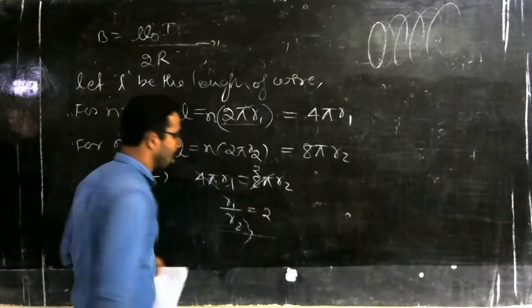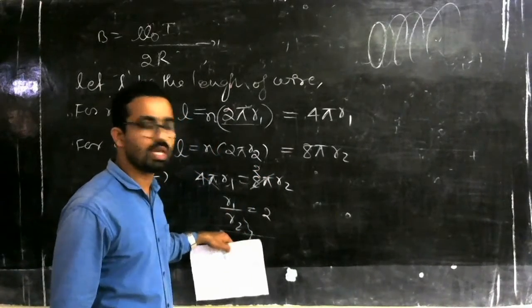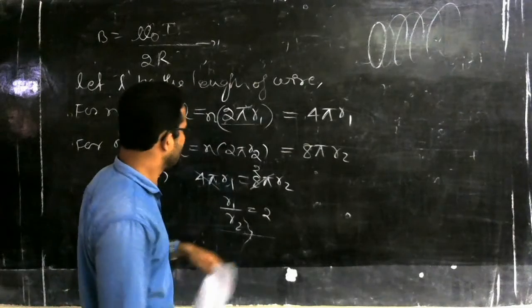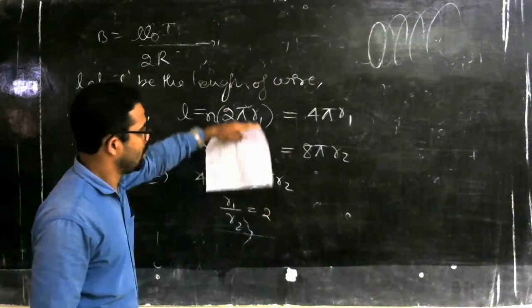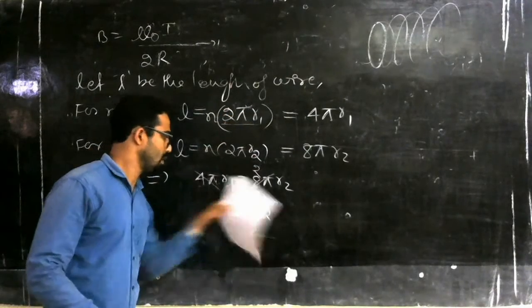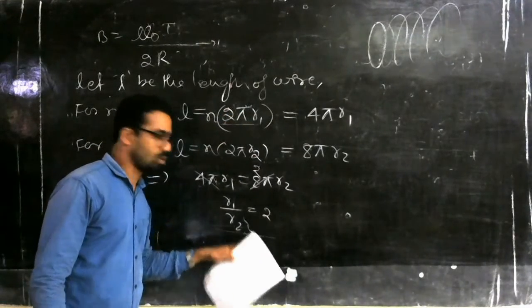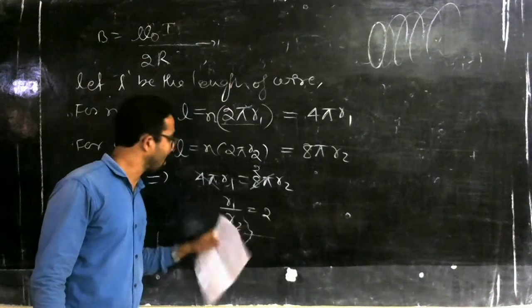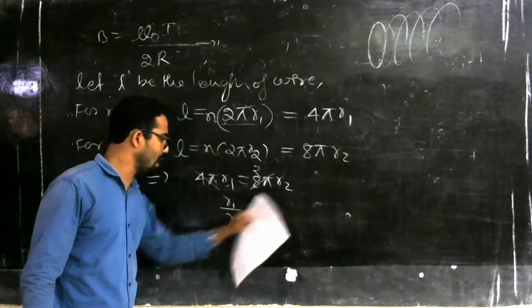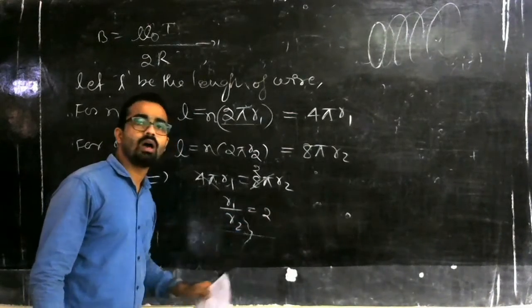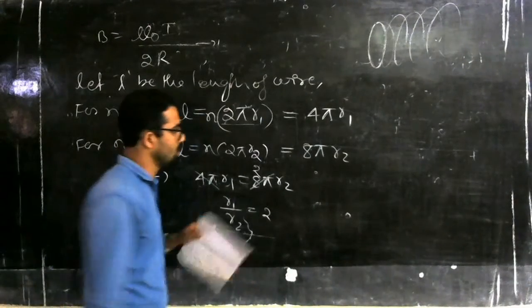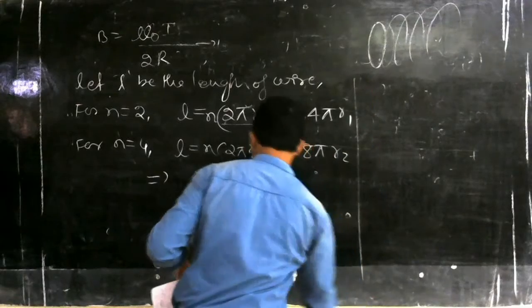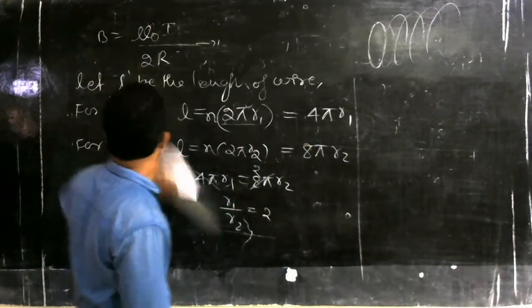So r1 by r2 is equal to 2. So this is what we need while solving this. That is why we followed this procedure, and finally we got one result here, which gives the relation between r1 and r2. Taking r2 here, r1 is equal to 2 times r2. That you can do.